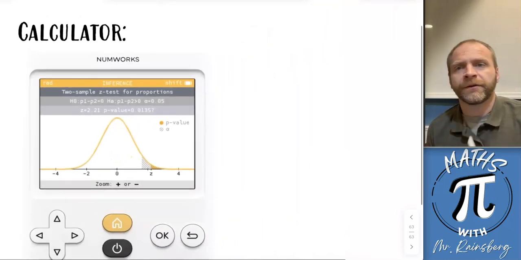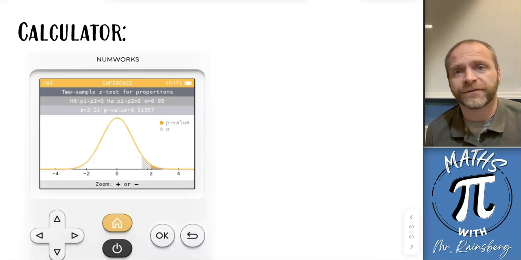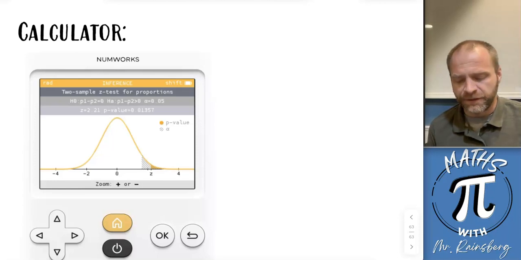And so there you are with the NumWorks calculator. That is the question from 2019, number 4, dealing with a two proportion z-test of p1 minus p2.